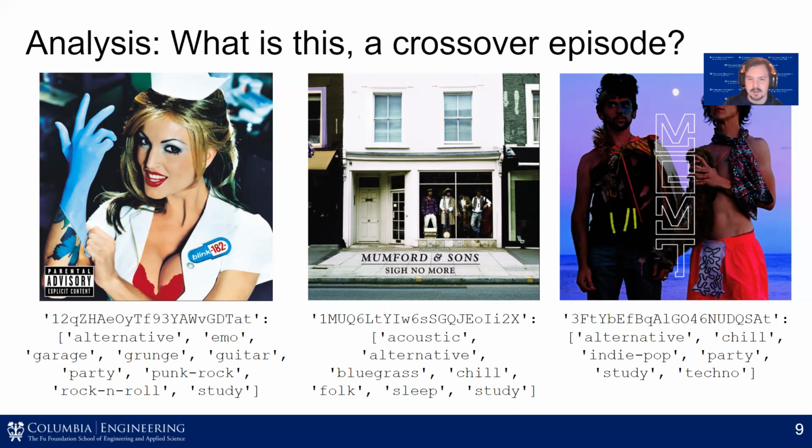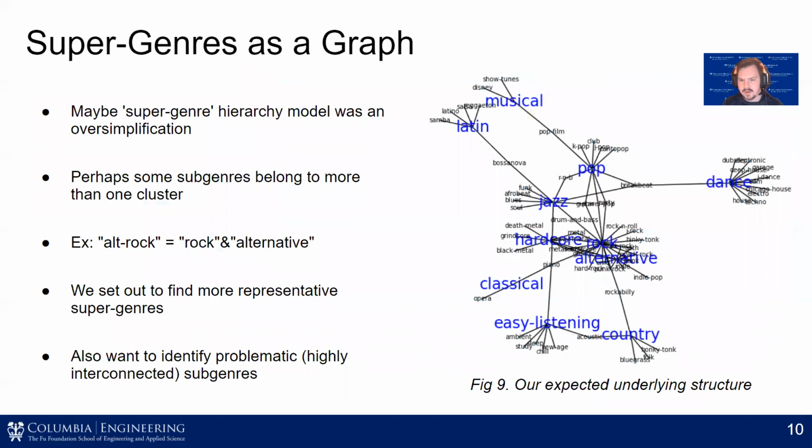As a naive guess, maybe the underlying structure would look something like this, where pop, dance, jazz, maybe these are connected by breakbeat, musical and pop. Maybe you'd have pop film filling that gap between rock and country, maybe like rockabilly. So we would expect that there are these underlying subgenres that sort of fit between one and more than one supergenre.